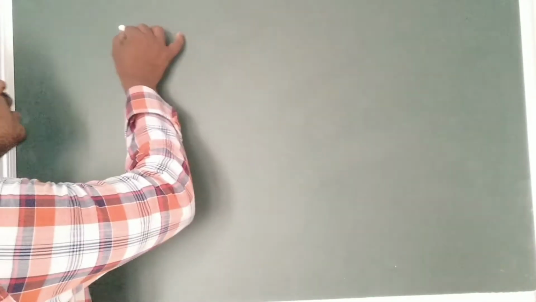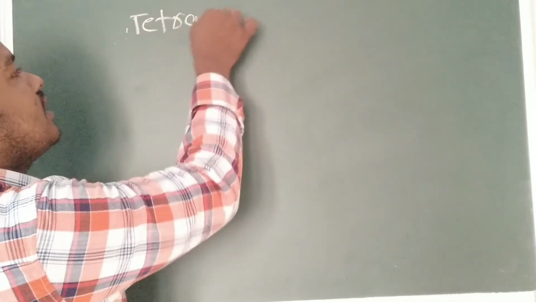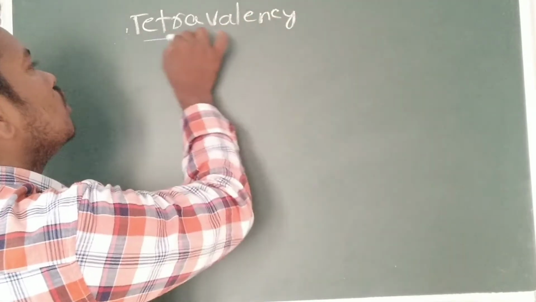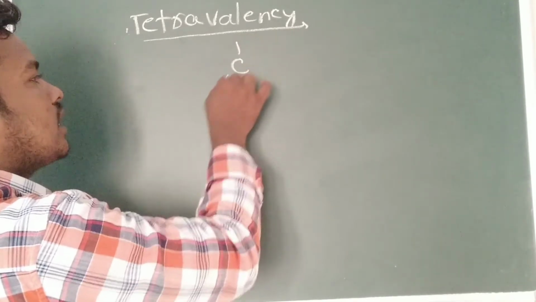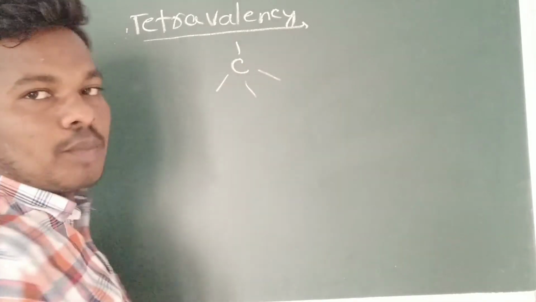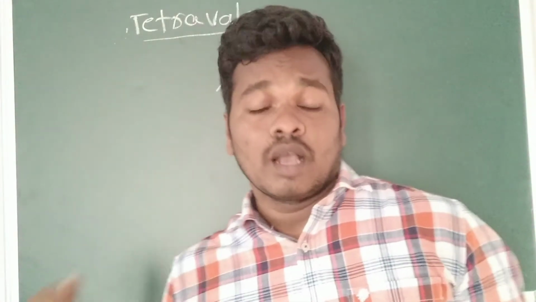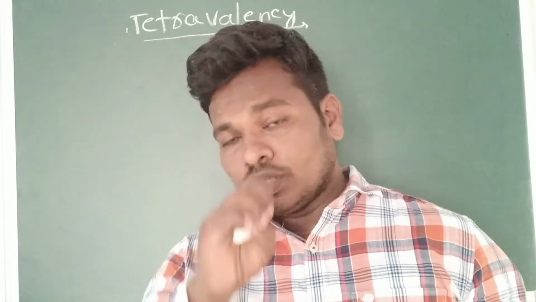tetravalency of carbon. Tetra means 4, so carbon will form 4 bonds. This is one of the advantages of carbon. Carbon will form 4 bonds, and that's why we call it tetravalency.